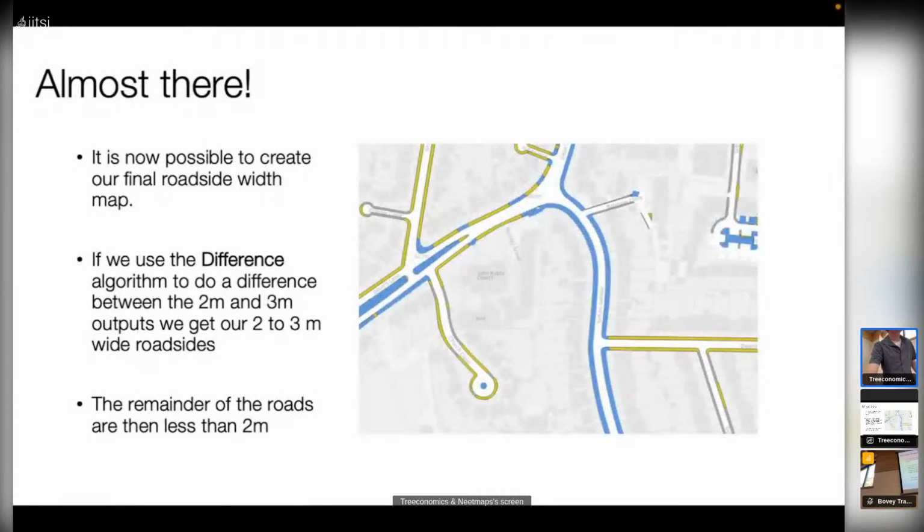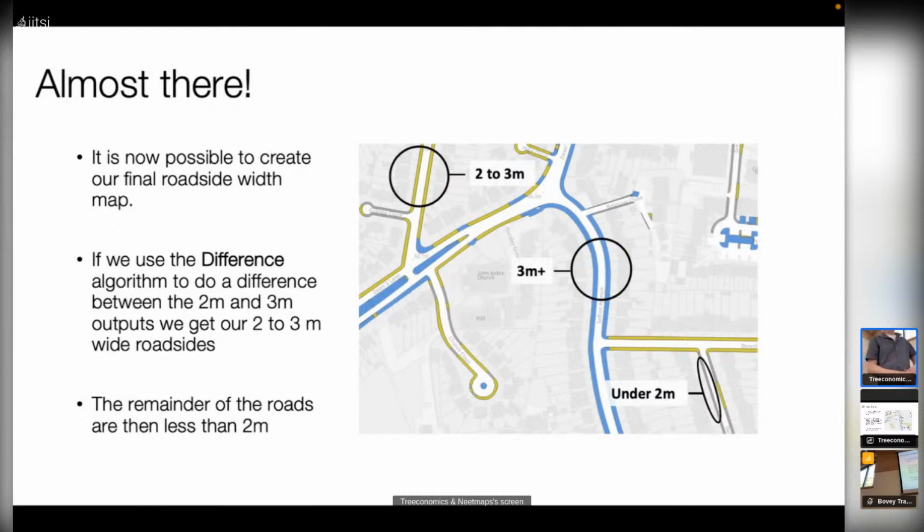So there we go. That's our final classified map, and we've got our areas there. We've got our 2 to 3, which is the difference. We've got our at least 3, which I think is what I did on screen. And then where nothing gets created, it's got to be under 2.